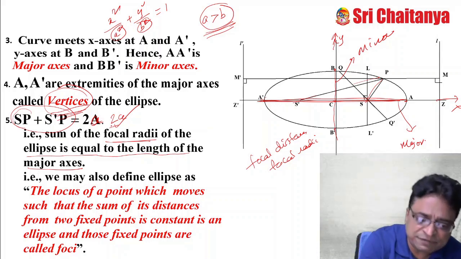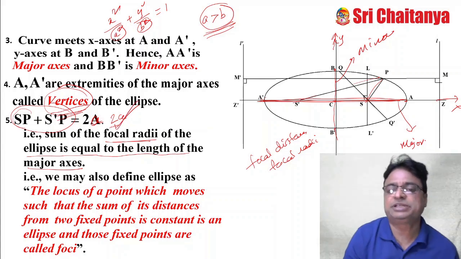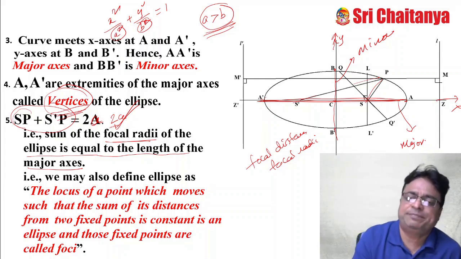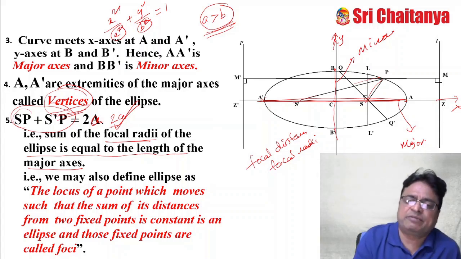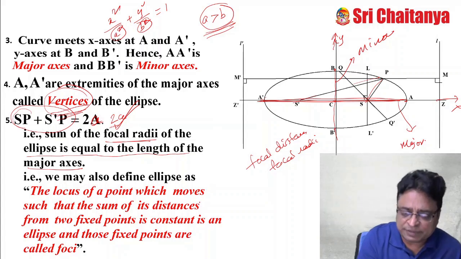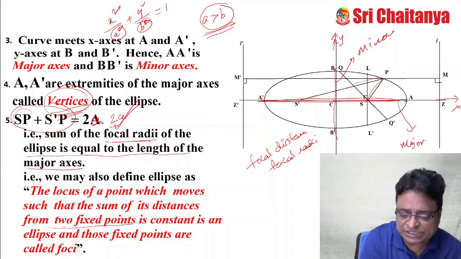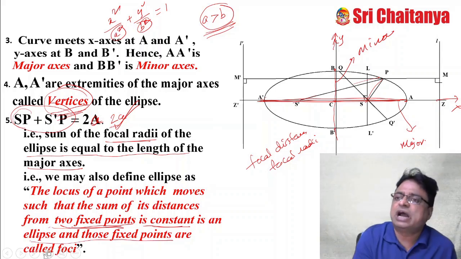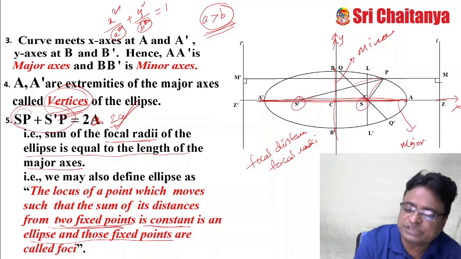This statement is asked several times, even in advanced examinations; they ask questions exclusively on this particular area. And how to visualize this, I have explained in our lesson number 1 video. So the locus of the point which moves such that the sum of its distances from two fixed points is constant is called an ellipse, and those two fixed points are called what? Foci.